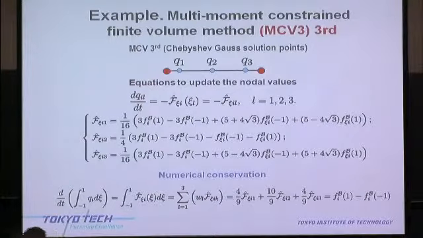You can choose another type of solution point, like this. This is a Chebyshev-Gauss point. So you have another formulation like this, but you can also get exact numerical conservation, like this. The weight factor is different.